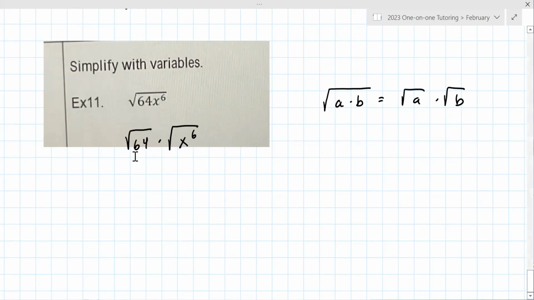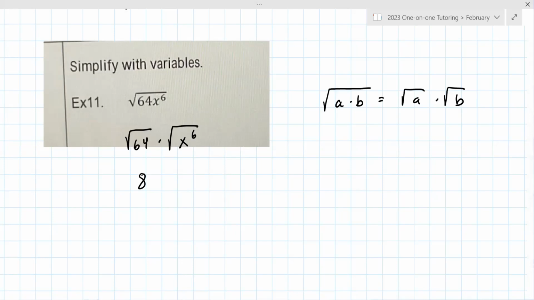You can always first go to your calculator and just try the square root of 64. That's 8. And maybe it works, maybe it doesn't. If it doesn't work, you then have to use the reducing method we talked about. Yeah, it's 8. Now the square root of x to the 6th, a couple of ways to do this.